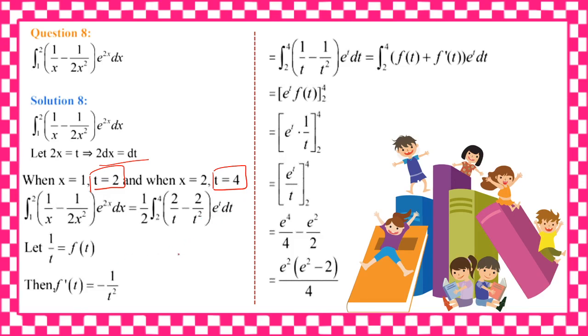Now students, do you remember that format e power x into f of x plus f dash x? So the integral is e power x f of x. So here we have t in place of x. So e power t and the function. What is the function? This is the function, 1 by t. Apply the limits and get the answer.